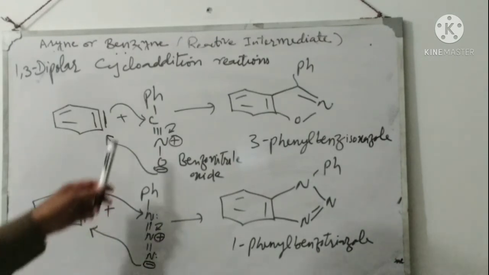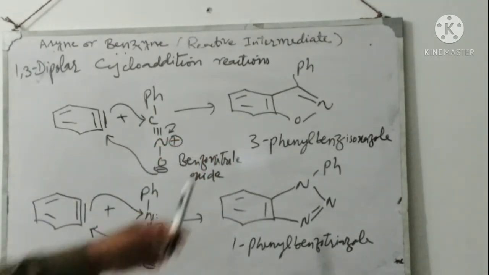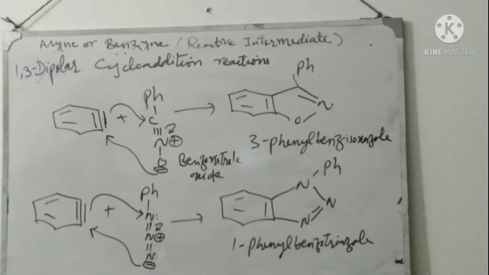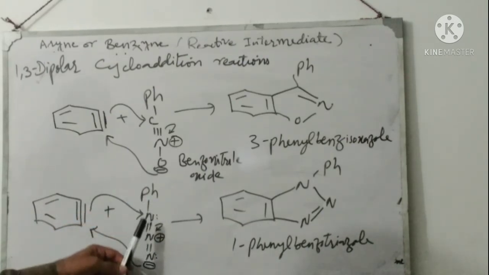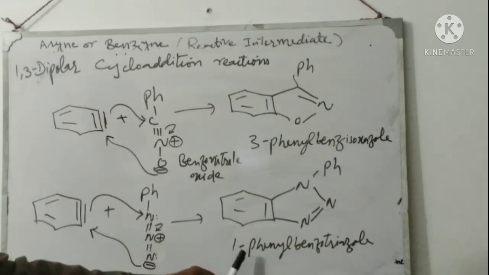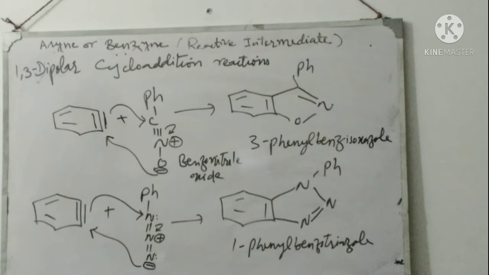So it reacts to form this very important class of heterocyclic compound. This is 3-phenylbenzisoxazole. And this is phenylazide. If you count 1, 2, 3, this is a 1,3-dipole. So this phenylazide reacts with benzyne to form this 1-phenylbenzotriazole. This is also another important class of heterocyclic compound. So this is the last and final reaction of benzyne, the 1,3-dipolar cycloaddition reaction. Here we discussed two examples of 1,3-dipolar cycloaddition reaction.